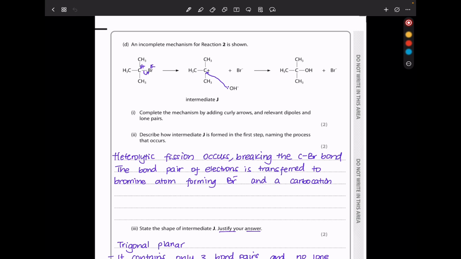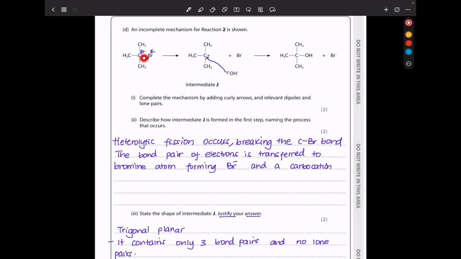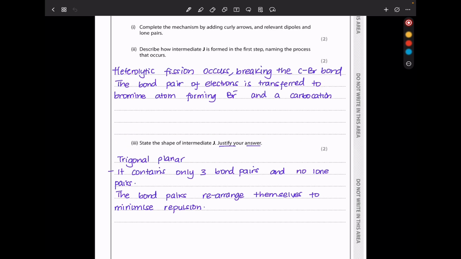The next they say describe how intermediate J is formed in the first step, naming the process that occurs. Initially, this bond breaks heterolytically. Br takes both electrons. We can see that's why it becomes Br minus. So I said heterolytic fission occurs, breaking the carbon-Br bond. The bond pair of electrons is transferred to the bromine atom, forming bromide and the carbocation intermediate.